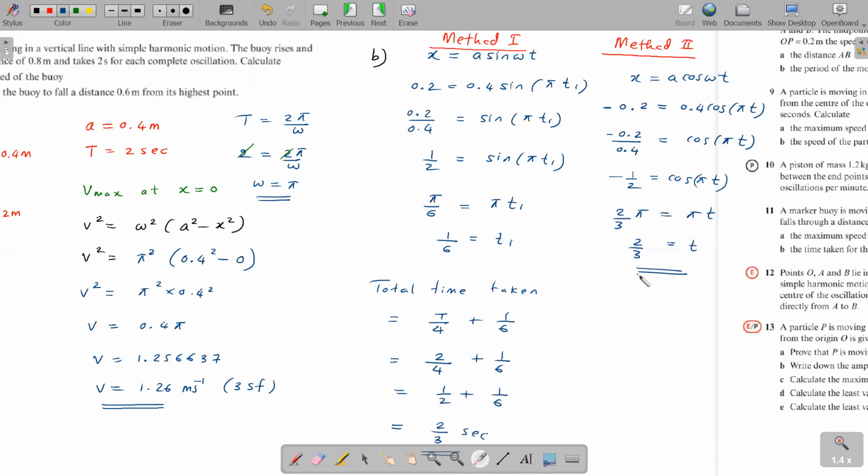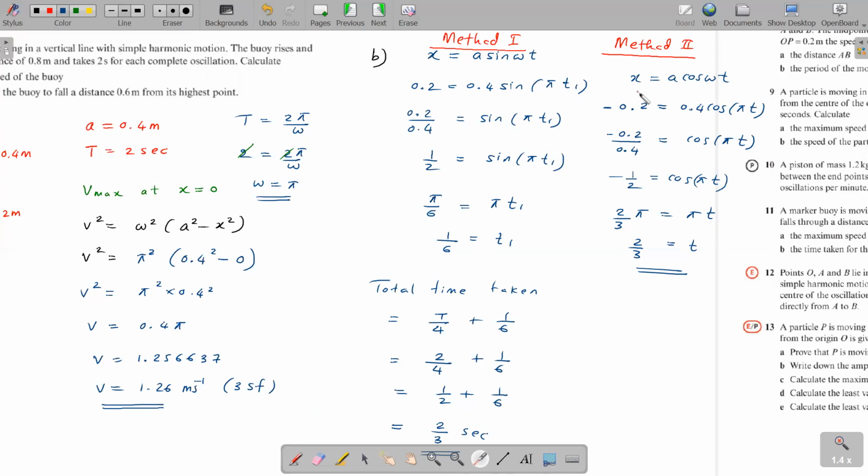Using 2 different methods. In this method, we do the longer way. This is the longer way. This is the shorter way. Okay, so when you're using method 2, you have to be really cautious. You need to understand when to use x as plus and when to use x as minus.